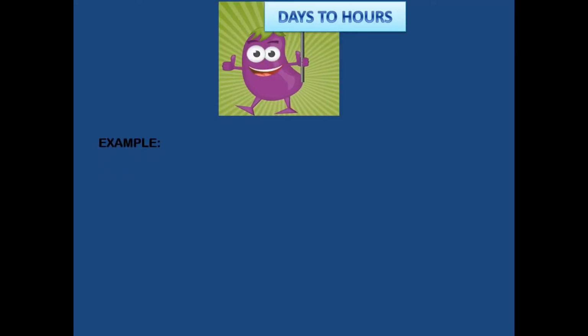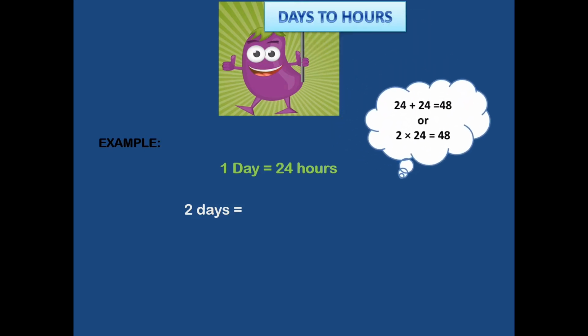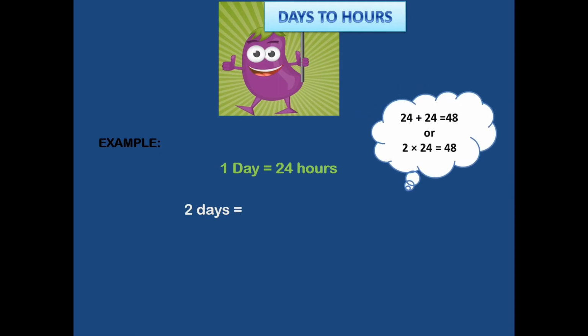Let's see an example here. If 1 day is equal to 24 hours, let's see how we can calculate the number of hours in 2 days. We can simply add 24 to itself twice to get the number of hours in 2 days, or you can multiply 2 by 24 to get 48, which would be the number of hours in 2 days.